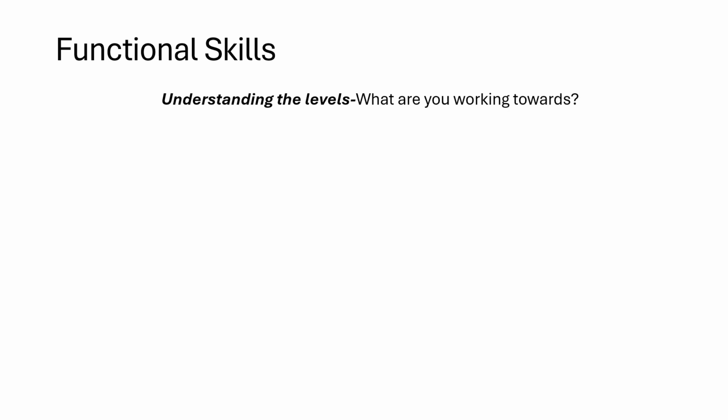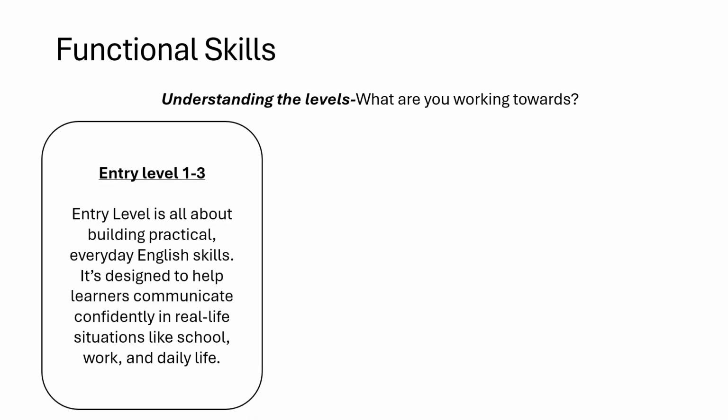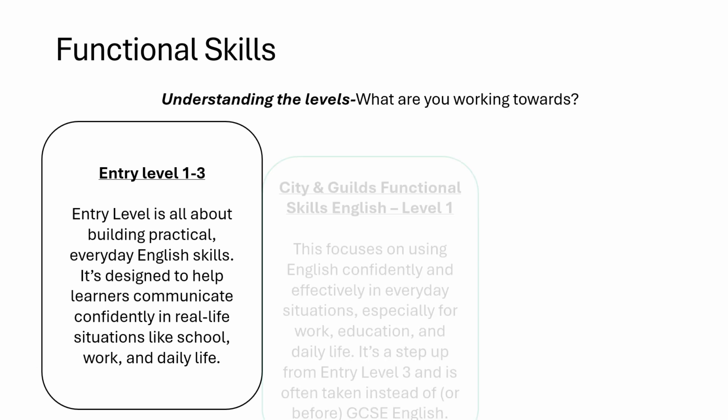So understanding the levels. What are you working towards? Sometimes understanding the levels for functional skills can seem a little bit confusing. So the first one we're going to talk about is entry level. Now you have entry level 1, 2 and 3. So essentially, entry level is all about building practical, everyday English skills. It's designed to help learners communicate confidently in real life situations like in school, work and their daily lives. Now as we look through the other levels, you will find that there's a lot of similarities between them, but there are some subtle differences which we'll think about next.